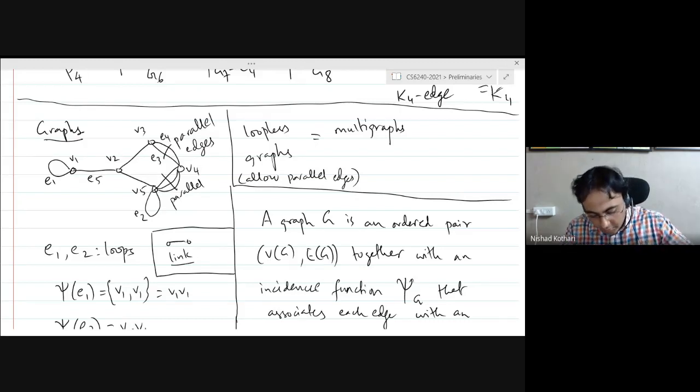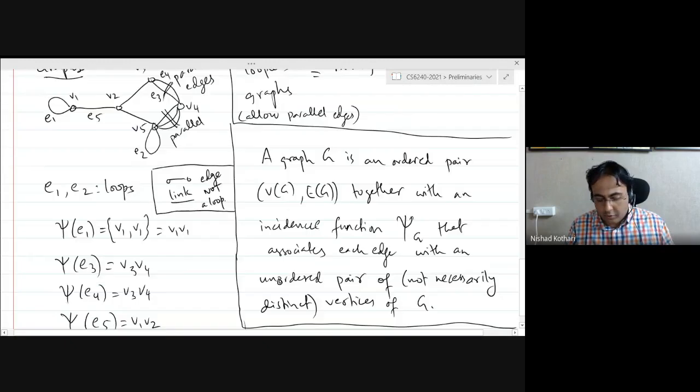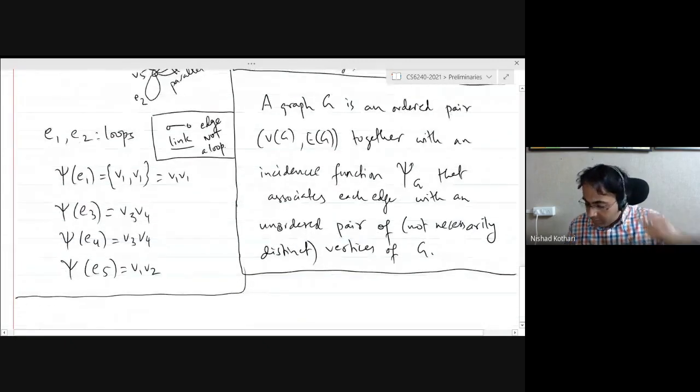Okay, so a link is an edge that is not a loop. Okay, so parallel edges also are links in this drawing. These parallel edges are also links. Okay, but the loops are not considered to be links. Does that make sense? Okay.